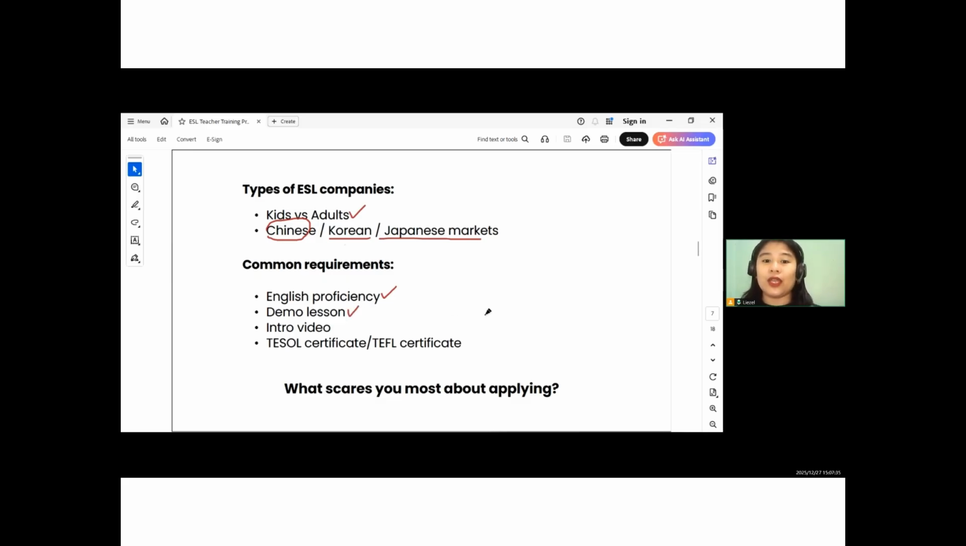And also, you have to ace a demo lesson, which means that a company may require you to pass the demo so they can check if you are fit for the role you are applying for. And you also need to have your introduction video, which is so essential in the ESL industry. So you have to have an introduction video, and you need to have a TESOL or TEFL certificate.